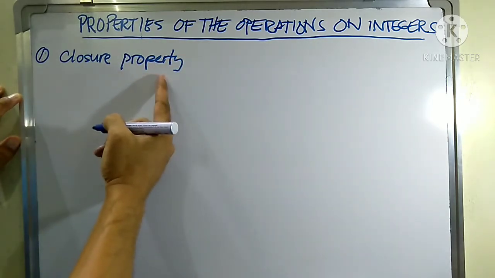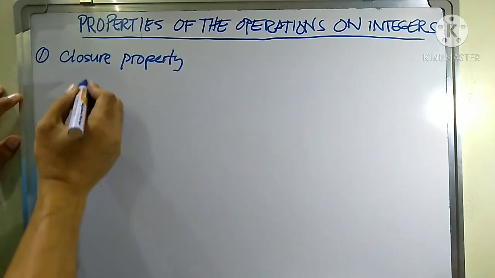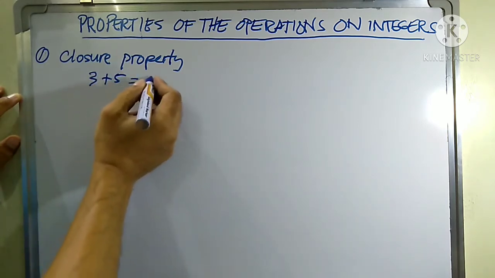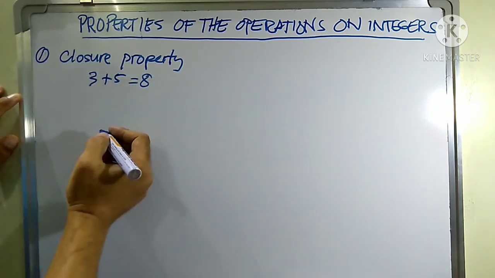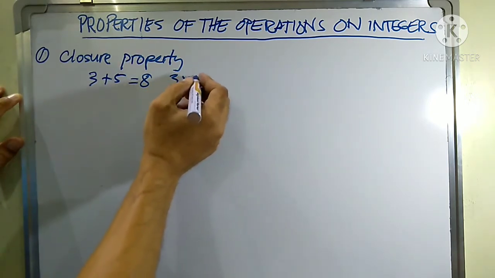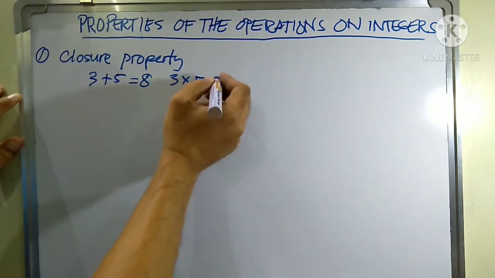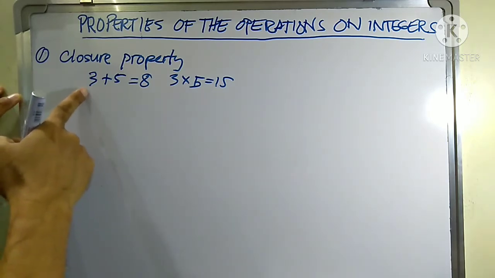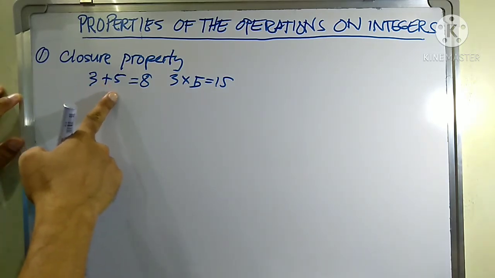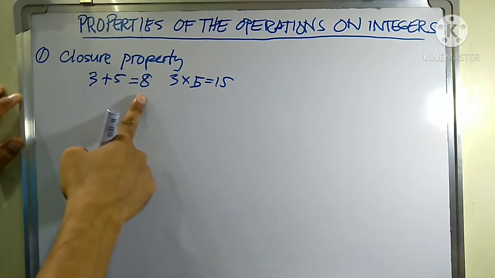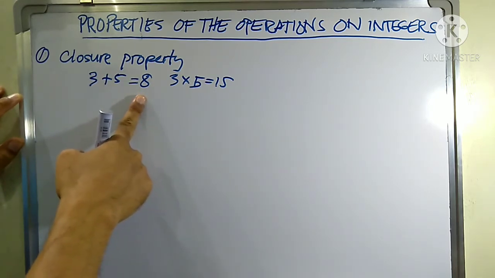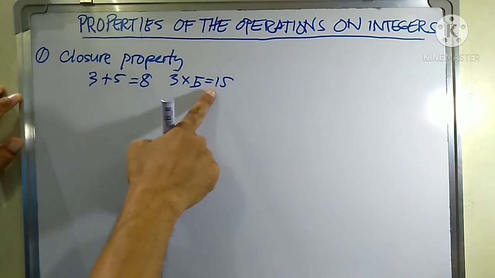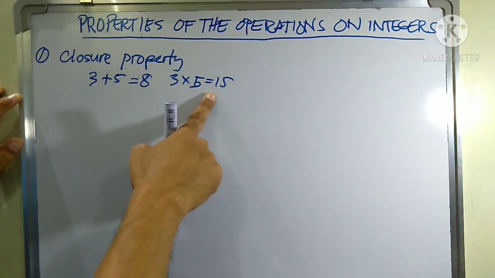closure property. For example, we have 3 plus 5 equals 8. And 3 times 5 equals 15. If we are adding two integers, the answer is also an integer. If we are multiplying two integers, the answer is also an integer.